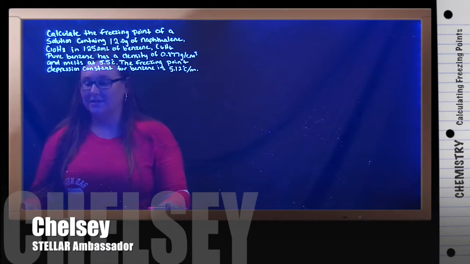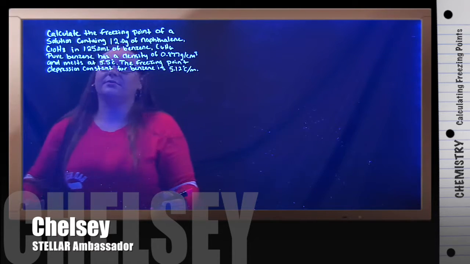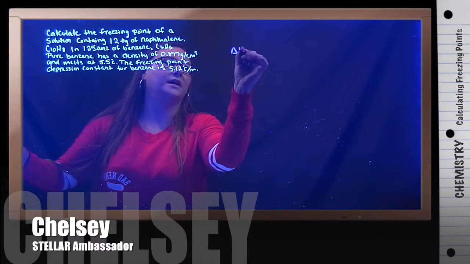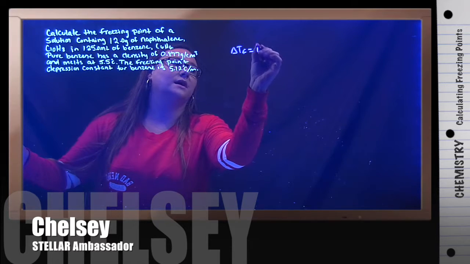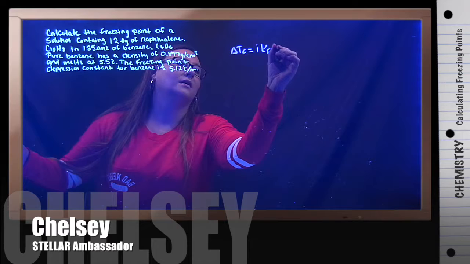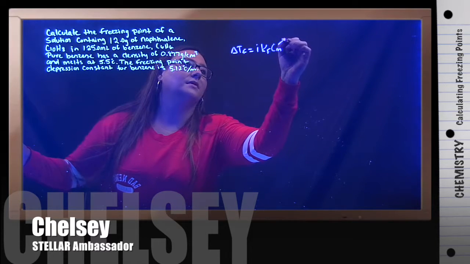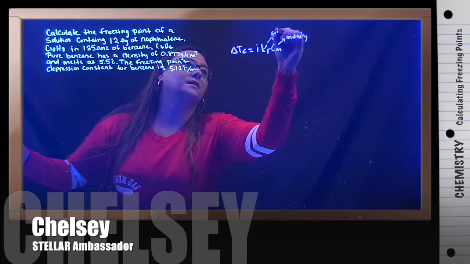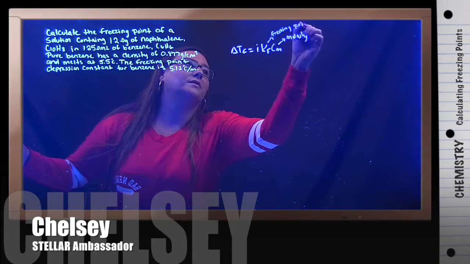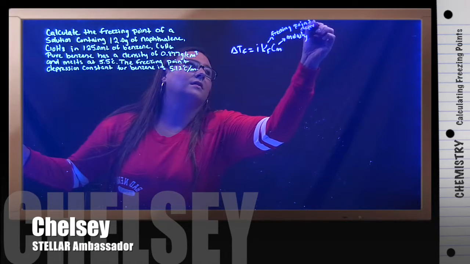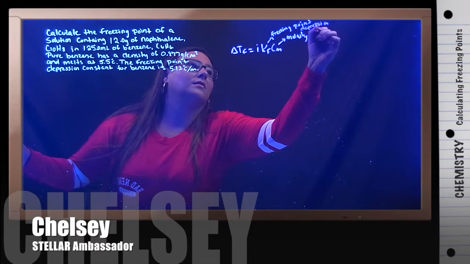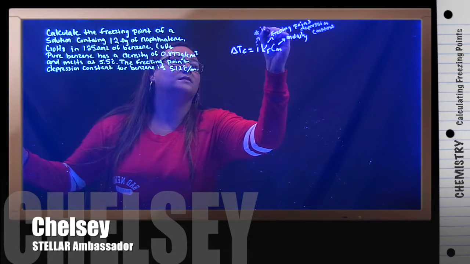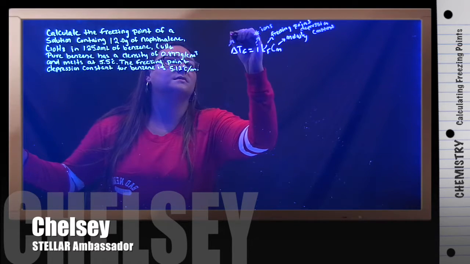Okay, so now let's work this out. The question says we're going to be calculating the freezing point of a solution. That should give away that we need the formula. The change in freezing point is equal to i Kf Cm. Cm is for molality. Kf is the freezing point depression constant. And i is for the number of ions. This is for the change in temp.